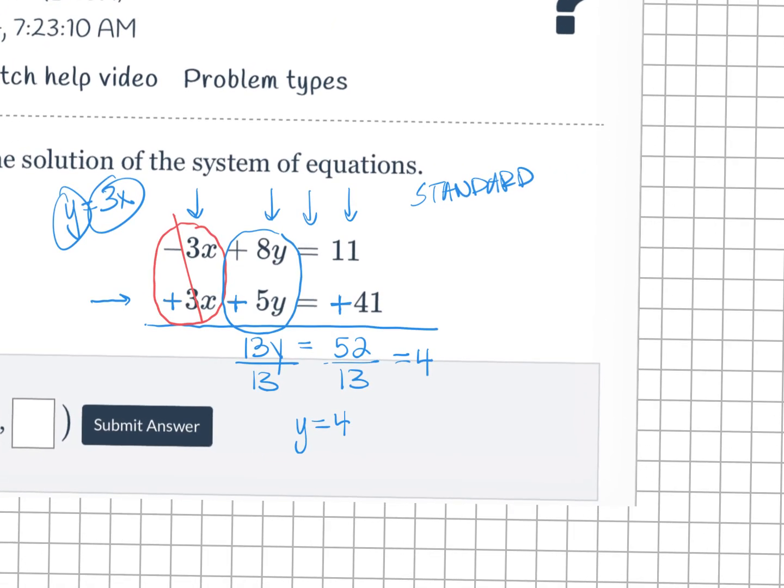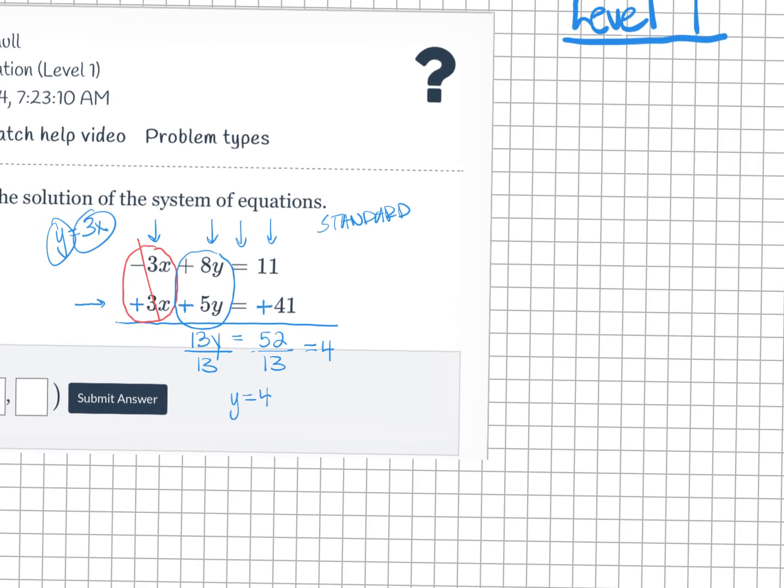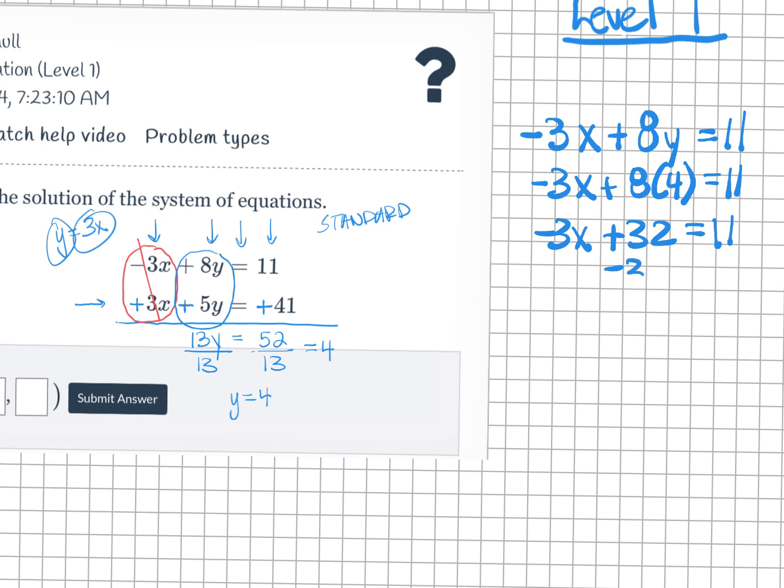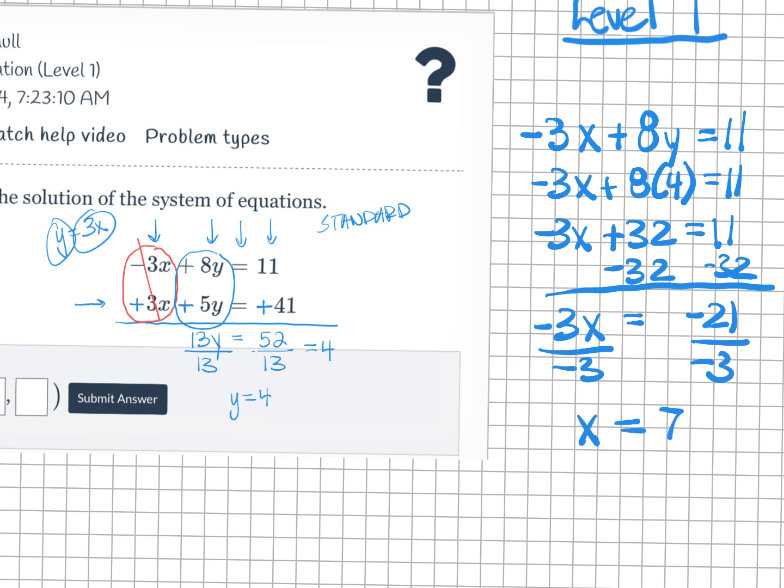Okay, so now plugging it back in might be a little bit more difficult, right? So I'll take my first equation, negative 3x plus 8y equals 11. And now I know y equals 4, so negative 3x plus 8 times 4 is 11. Negative 3x plus 32 equals 11. I'm going to subtract 32 from both sides, and I get negative 3x equals negative 21. Divide by negative 3, and x equals 7. So my answer was 7, 4.